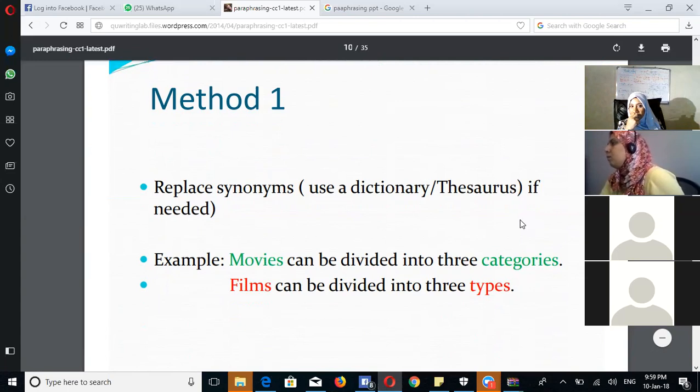Okay? So number one, to use these synonyms, for example: movies can be divided into 3 categories. Movies could be replaced with films; categories can be replaced with types. So: films can be divided into 3 types. I changed the word movies to films and the word categories to types.